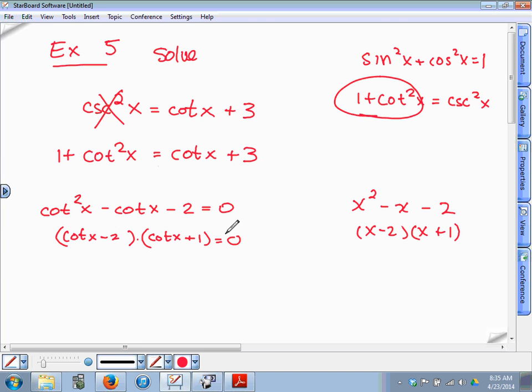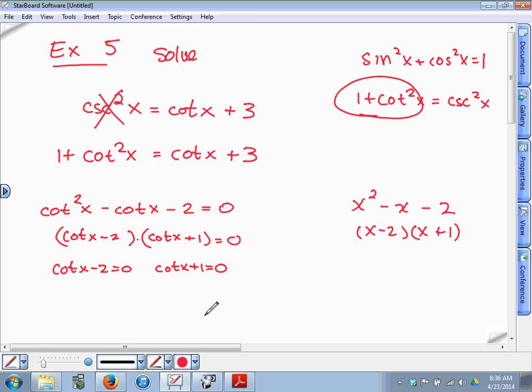It's forming a product. The product equals 0. That means both pieces of the product have to equal 0. Cotangent x equals 0, or cotangent x minus 2 equals 0, or cotangent x plus 1 equals 0.